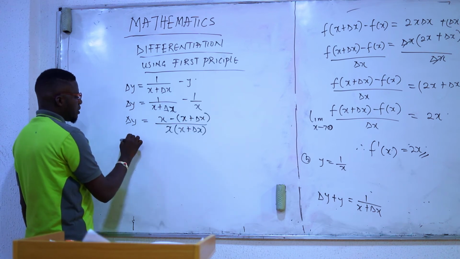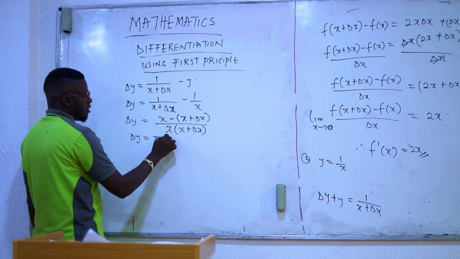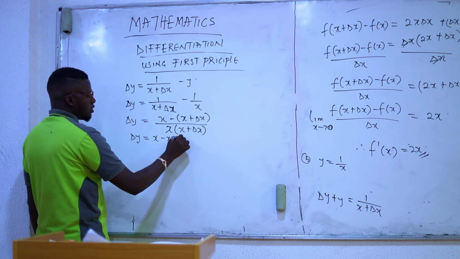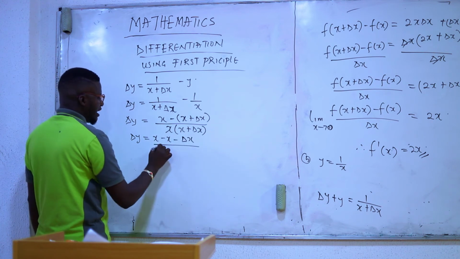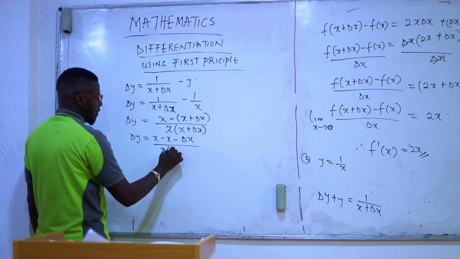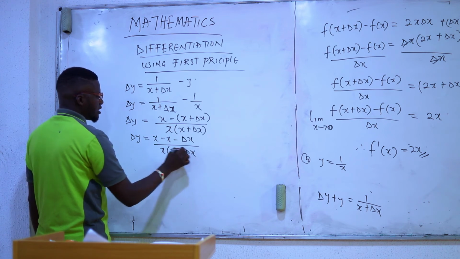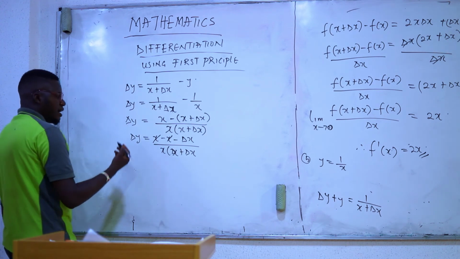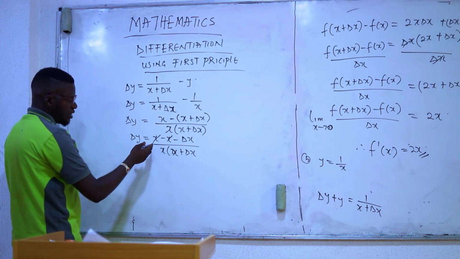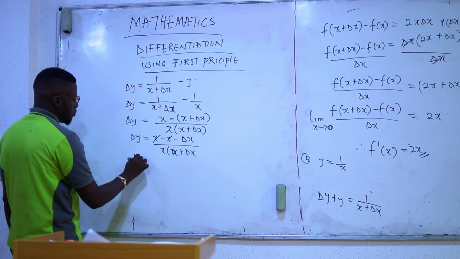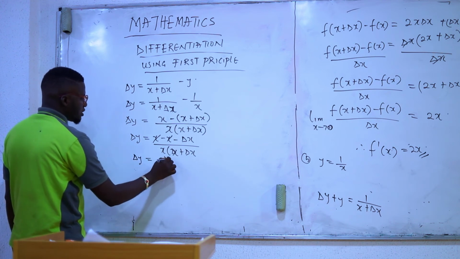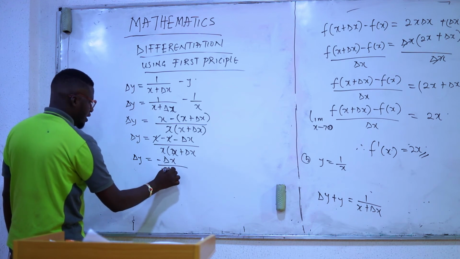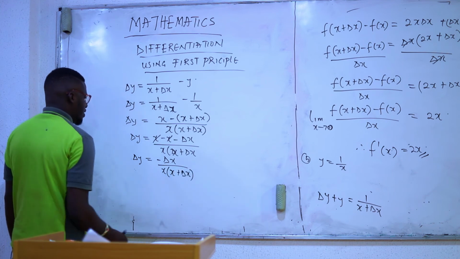So if I open the bracket, I'll have my change in y is equal to x minus x. That's using this minus to multiply the bracket. Then minus times plus is minus, minus change in x. Then all divided by x bracket x plus change in x. So from here, x minus x is 0, so I'll cancel it out. So my change in y will be equal to minus change in x divided by x bracket x plus change in x, which I have here.